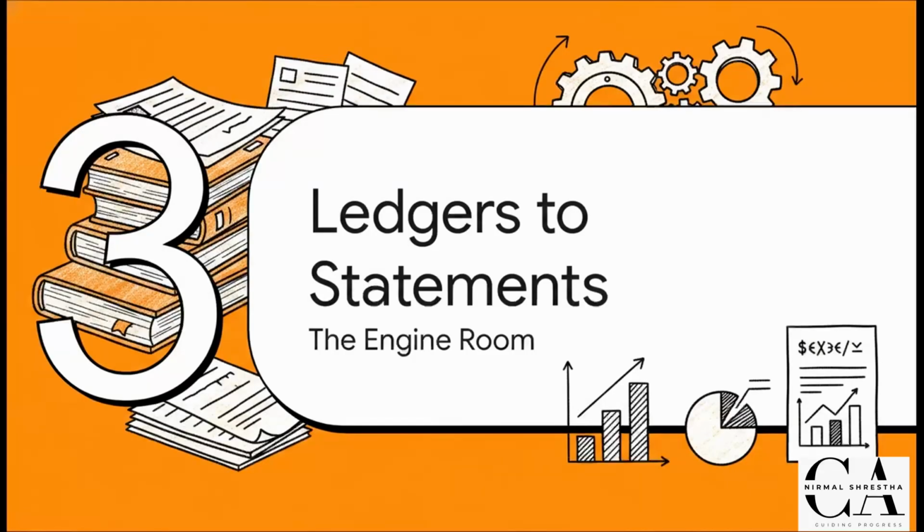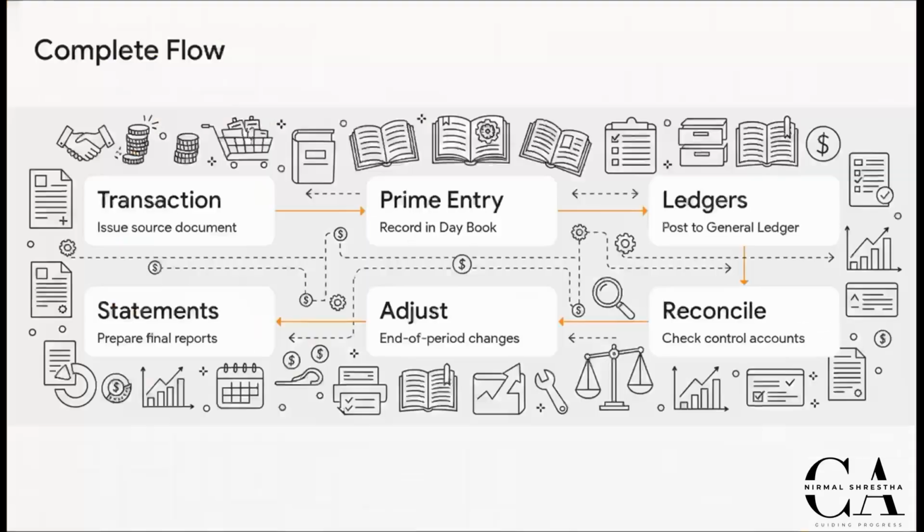Section 3. From ledgers to statements. Welcome to the core engine room, where all this raw paper-based data gets processed. Let's follow a single credit sale step-by-step down the assembly line. Step 1, the transaction happens and you issue an invoice. Step 2, that invoice is logged into a book of prime entry, grouping similar items so we don't clog up the main engine. Step 3, we post this to the ledgers, updating the customer's specific account in the subsidiary ledger and the total sales in the general ledger.